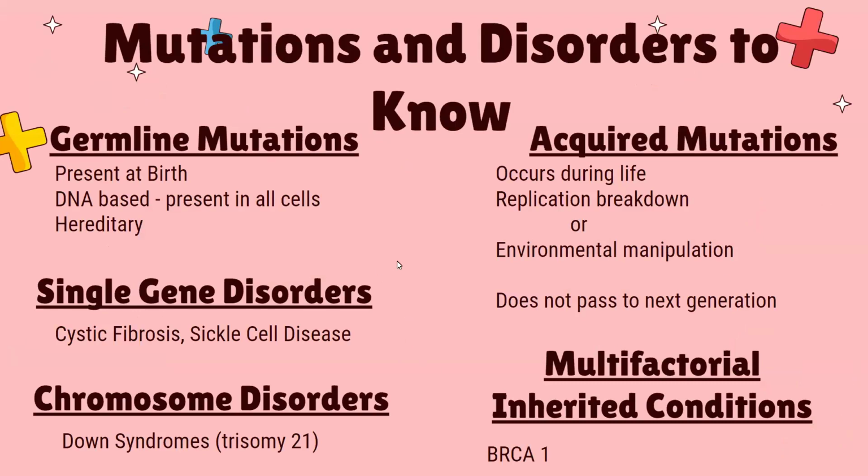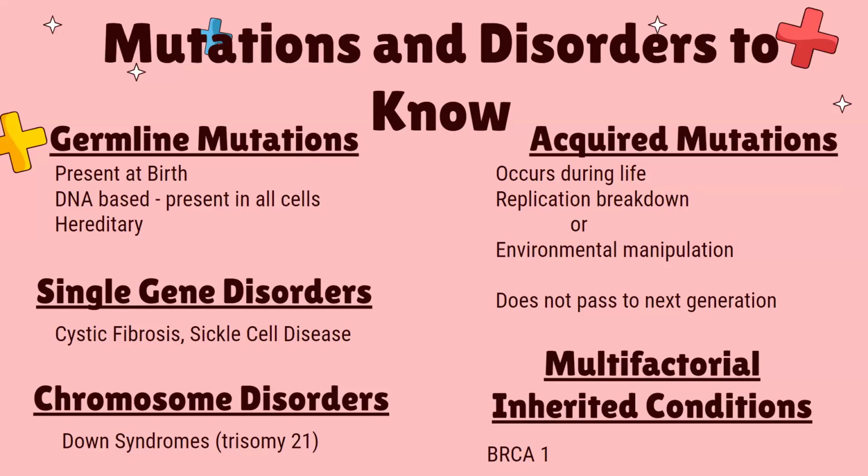Mutations and disorders to know. So I have five terms up on the board. These are the 5 that you need to know because these are the 5 that you are going to see time and time and time again when you are working as a nurse in regards to genetics. So our first one is the germline mutation. It's also germline, that's the other way that it's said, or congenital is the other term. And these are ones that are present at birth.